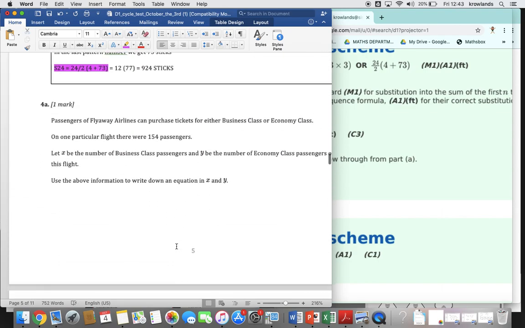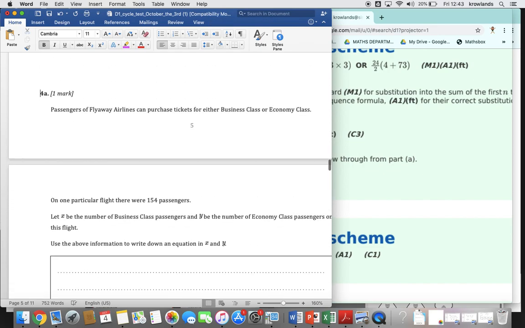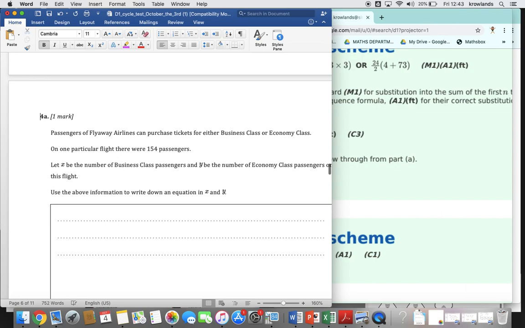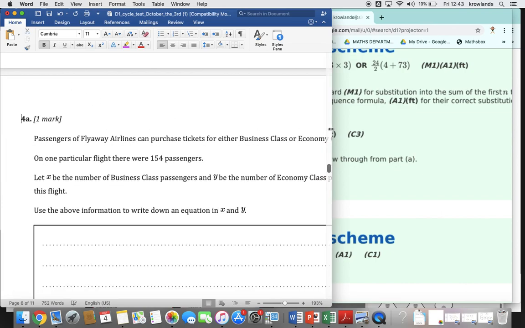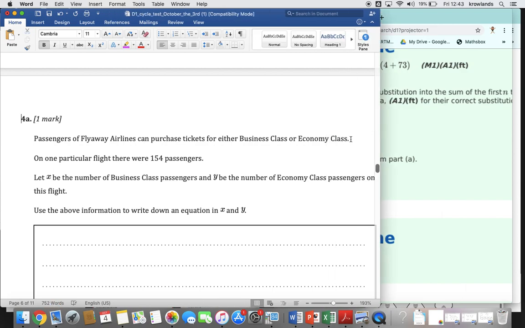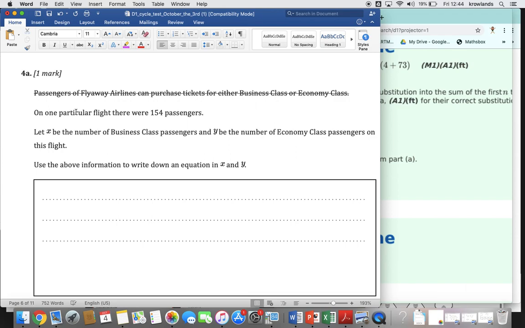Right, we're going to go on to 4A, and this was quite badly answered, to be honest. Passengers on a flyaway airline can purchase tickets for either business class or economy class. Well, you need to read it, but actually it's not that important for now, so I'm going to cross it off. On one particular flight, there were 154 passengers, so that's a key number. Let X be the number of business class passengers and Y be the number of economy passengers.